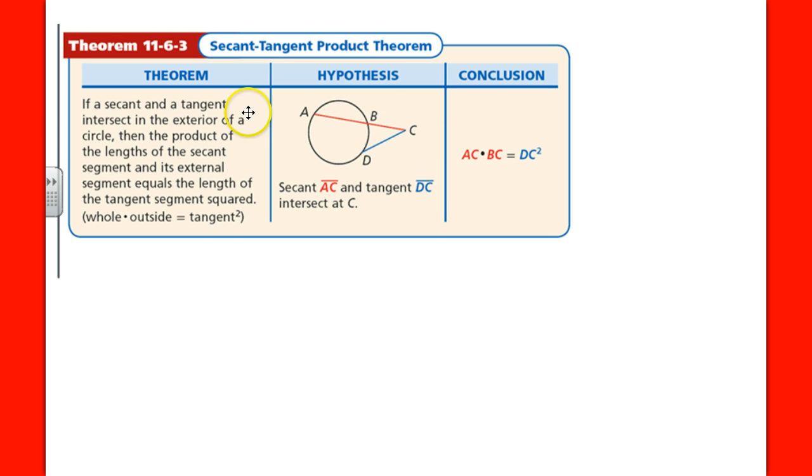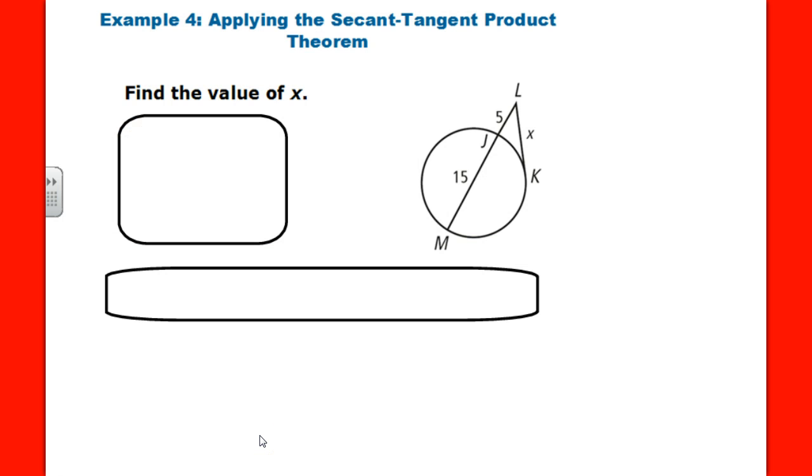If a secant and a tangent intersect in the exterior of the circle, then the product of the lengths of the secant segment, the lengths which include the interior segment and exterior, or we just call it the secant and the external segment, equals the length of the tangent segment squared, DC squared. So whole times outside equals tangent squared. Let's find the value of x.